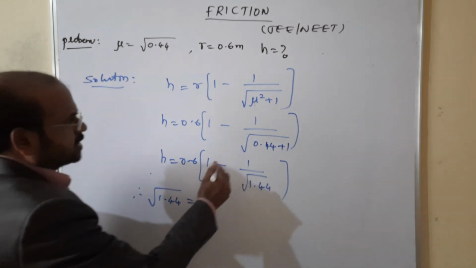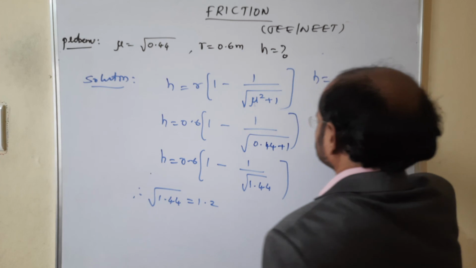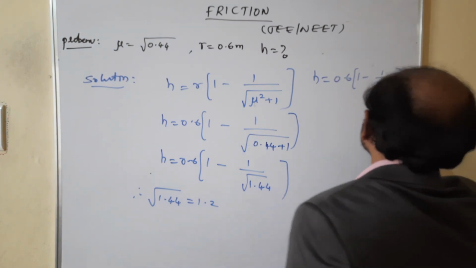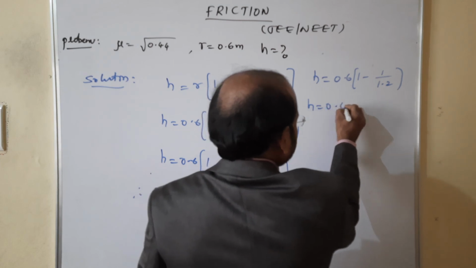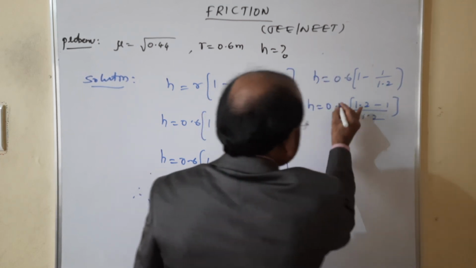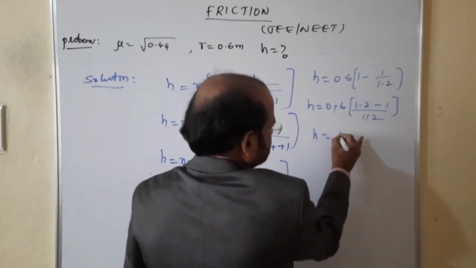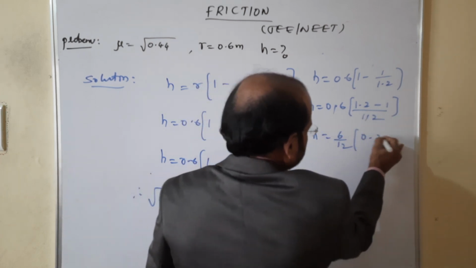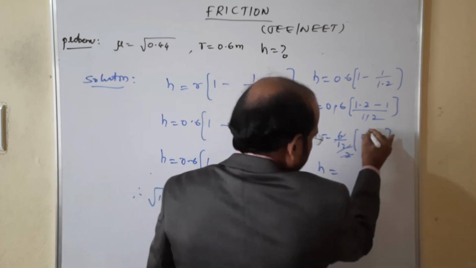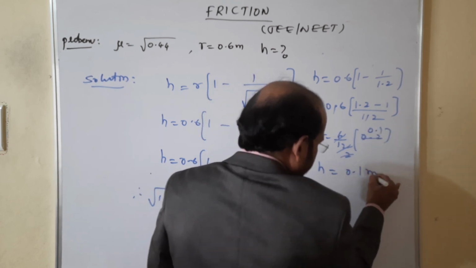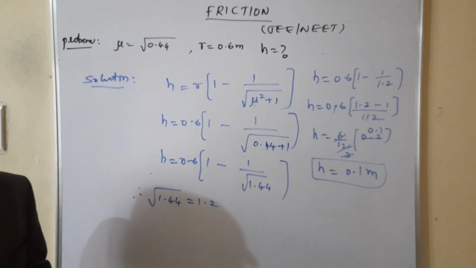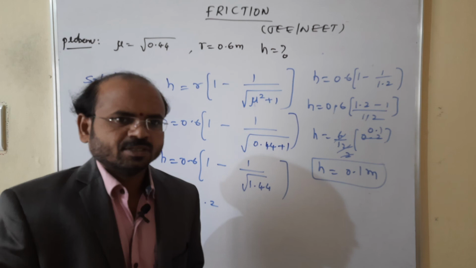Now let us simplify this. h is equal to 0.6 of 1 minus 1 by 1.2. So h is equal to 0.6 times (1.2 minus 1) by 1.2. Better to cancel this. h is equal to 6 by 12 times 0.2, which gives h equal to 0.1. The insect may rise to a height of 0.1 meter according to the given data.